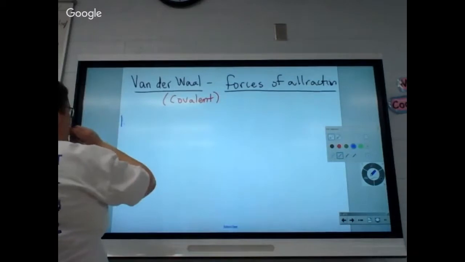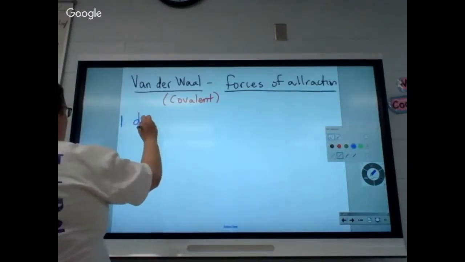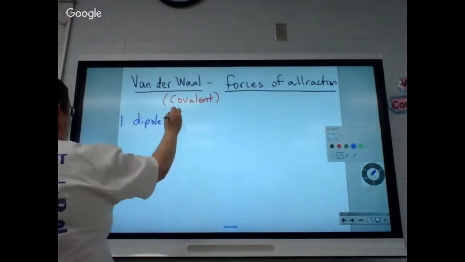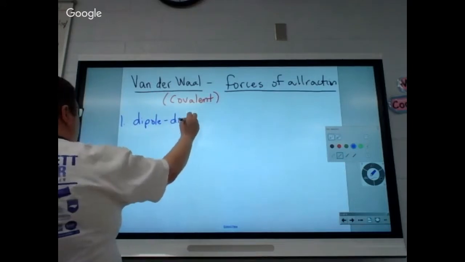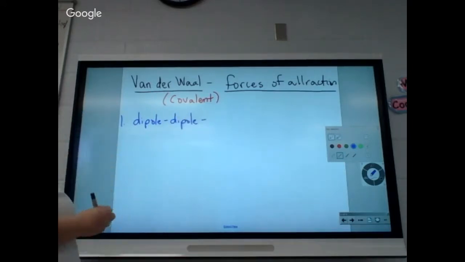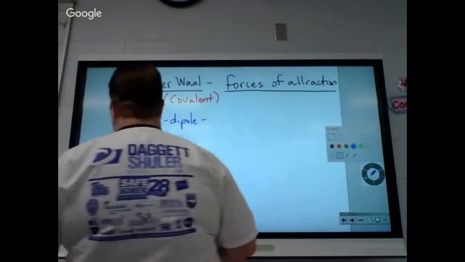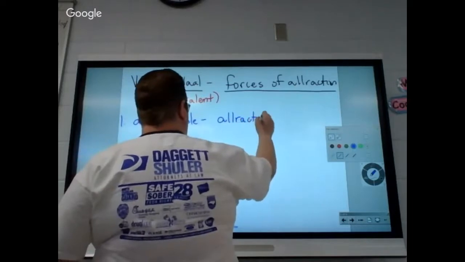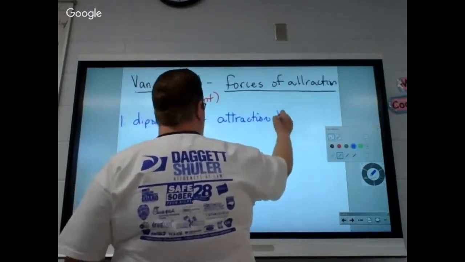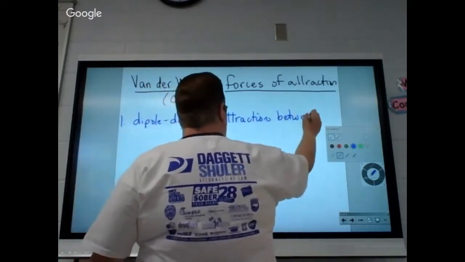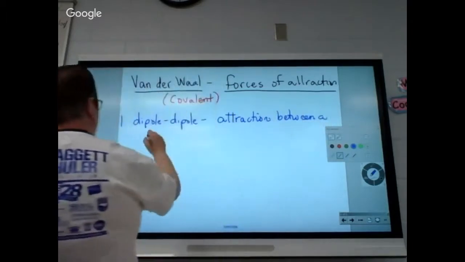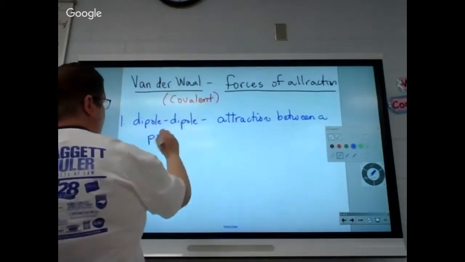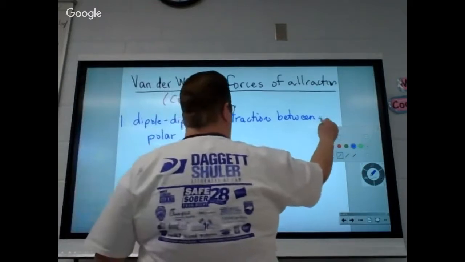All right. The first one is called dipole-dipole. And I will tell you now, I am really oversimplifying this. But for the purposes of a first-year chemistry class, this is really all you need to know. A dipole-dipole force is an attraction between polar molecules.